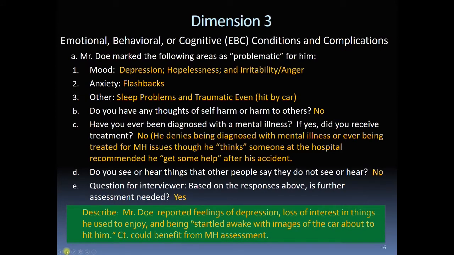Okay, Dimension 3, emotional, behavioral, or cognitive conditions and complications. Mr. Doe marked the following areas as problematic for him. With the mood, there's some depression, hopelessness, and irritability, or feeling angry. For anxiety, there are some flashbacks. Other, he mentioned sleep problems and a traumatic event when he was hit by a car as a bicyclist. Do you have any thoughts of self-harm or harm to others? He answered no there. Have you ever been diagnosed with a mental illness? If yes, did you receive treatment?